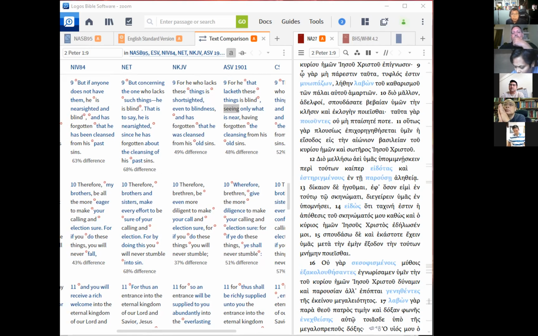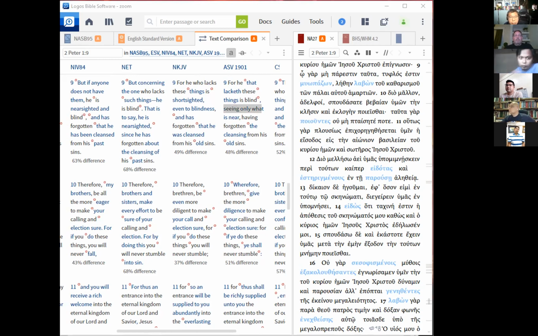Okay, that's one element. There's something else that's even more fundamental here. If it's translated this way, seeing only what is near, what would this be modifying? I think it's modifying is blind, Pastor. It would be describing how he is blind. Okay. So that it's not modifying like an adverb. But is that how this participle is actually functioning here? No, it's modifying the one who lacks the qualities.